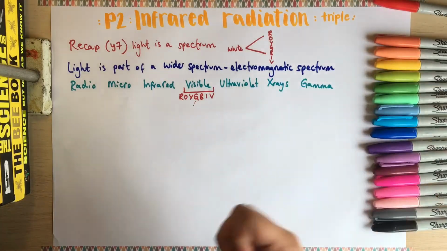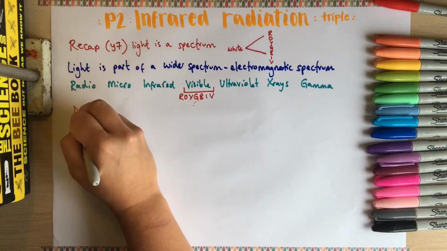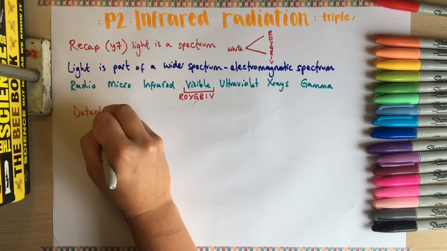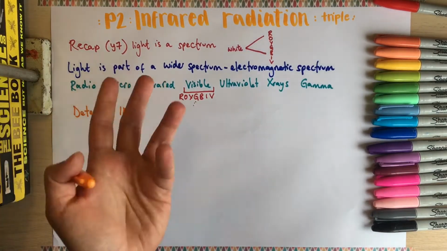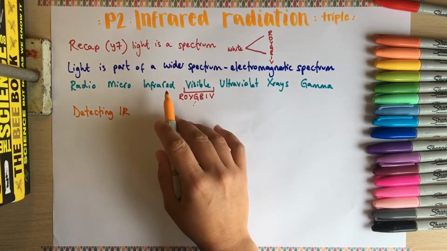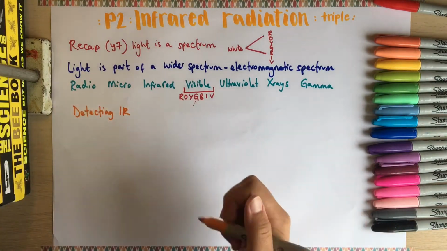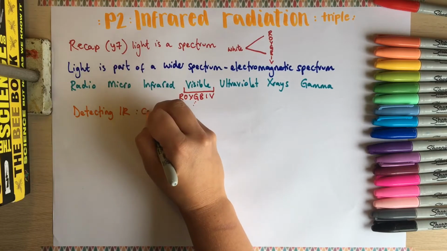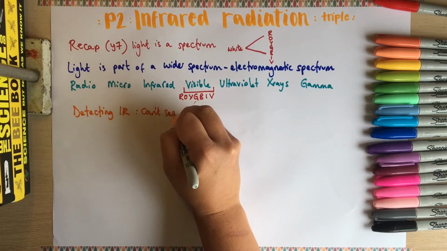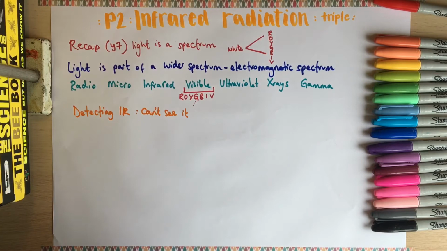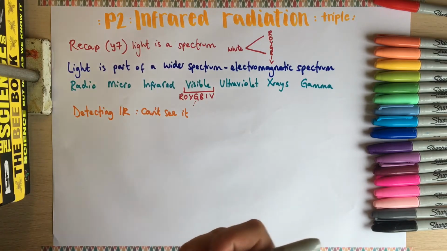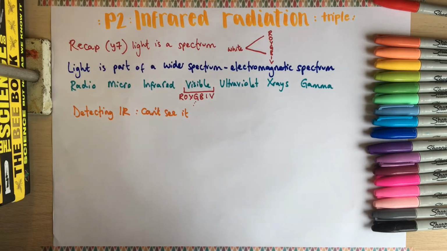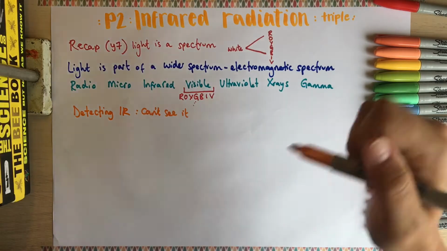So infrared, we have to detect infrared. I'm going to call it IR just because that's what we use when we mean infrared, and it saves me writing out the whole thing. We can't see it. If we could see it, then it would be part of the visible spectrum, but we can't see it. So we could use a thermometer because it's detected as a temperature increase, as heat.